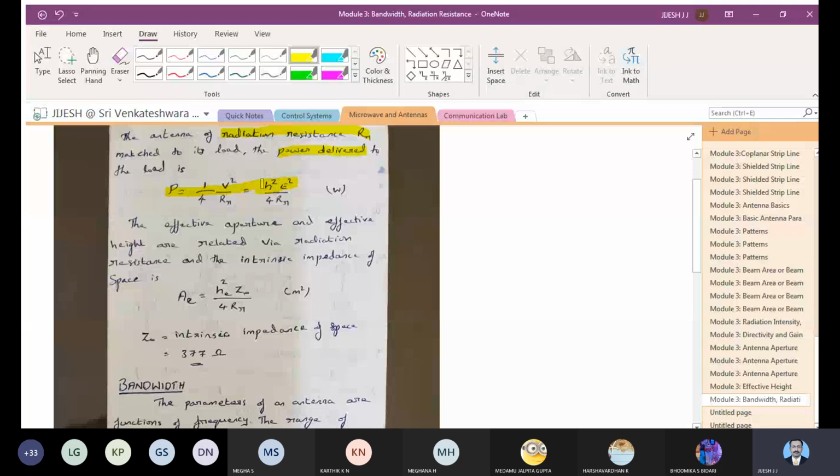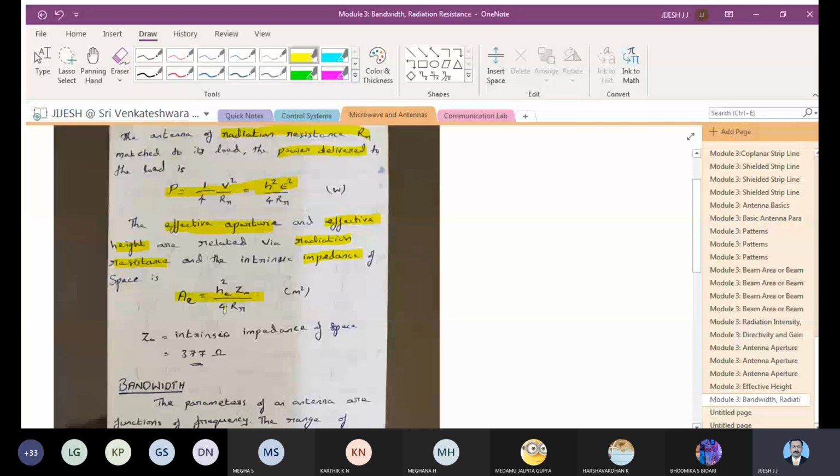We can also relate the height in terms of antenna aperture. So let us relate it with the effective aperture, and the effective aperture and the effective height can be related to each other via the radiation resistance. So we are going to see that. The relationship of effective aperture and effective height with the help of radiation resistance and intrinsic impedance is A_e equal to h_e square Z naught divided by 4R_R.